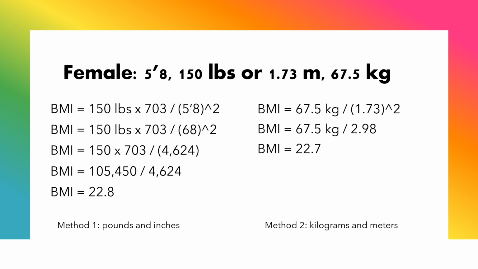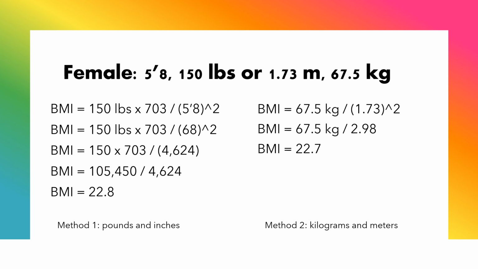She's 5'8", so 5 feet, that's 12 inches in 1 foot. So 5 times 12 is 60, plus another 8 is 68 inches in height. You're going to square that, you're going to get a big 4,000 number. Follow the math through and your BMI is going to be 22.8.